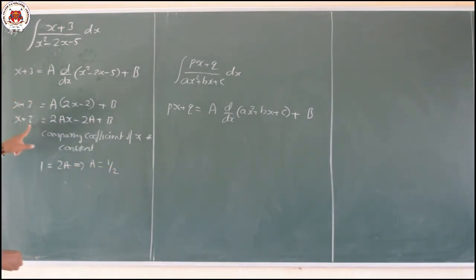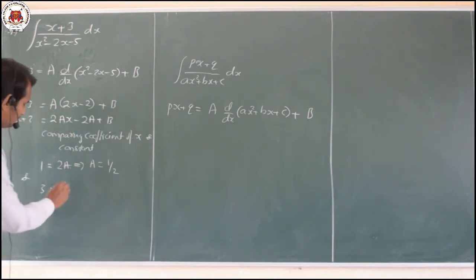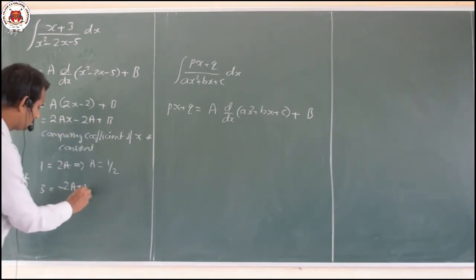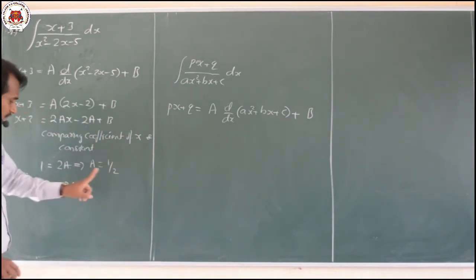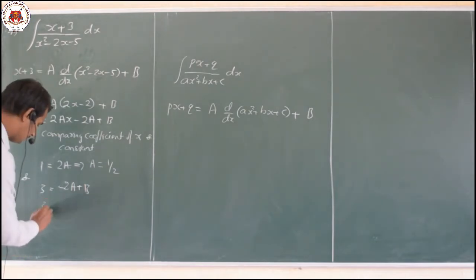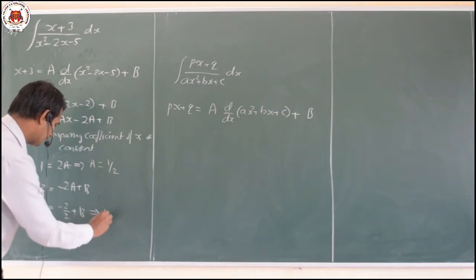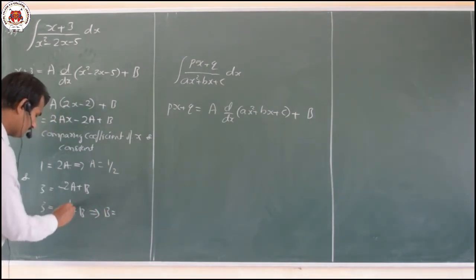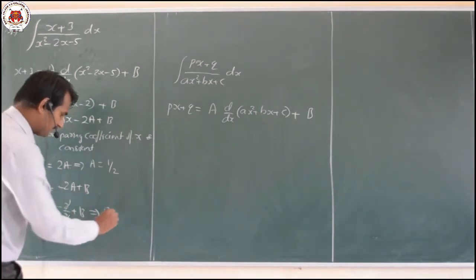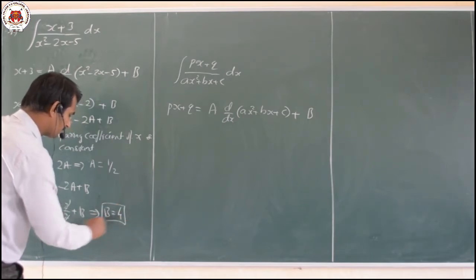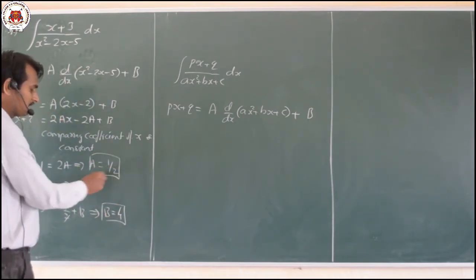Now the constant is 3, and the constant we have here is minus 2A plus B. Here we know the value of A, substitute it, that is 3 equal to minus 2 by 2 plus B. So that implies B equal to 3 plus 1, that is 4. So we get B equal to 4 and A equal to 1 by 2.